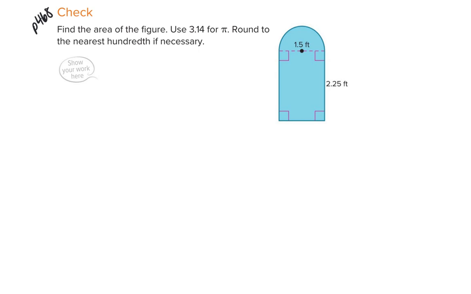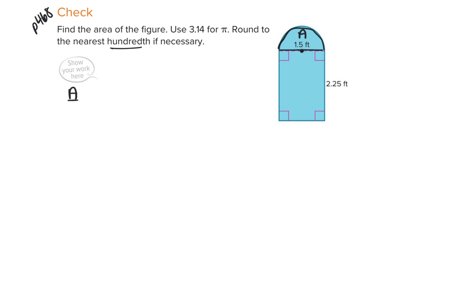All right, let's give another one a shot here on the bottom of page 468. Find the area of the figure, use 3.14 for pi, and round to the nearest hundredth, 2 decimal places, if necessary. Let's start with our semicircle, which is what I see up here. It's half of a circle, right? And then below that, we've got a rectangle. So I'm going to call this A. It just kind of helps me keep track of my work.